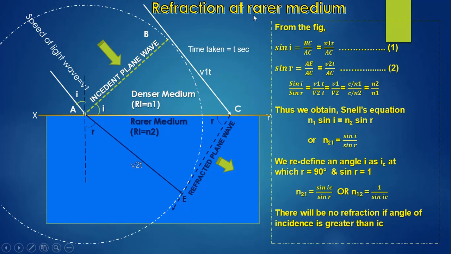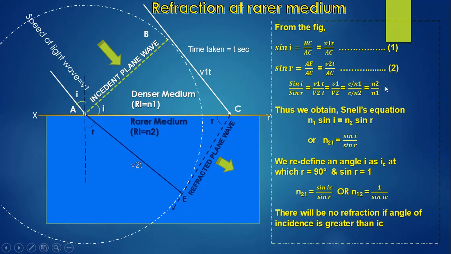For the refraction at rarer medium, you have to draw the complete diagram with proper labeling, and then write the values of sin I and sin R, and mark them as equations 1 and 2. Then you take the ratio sin I by sin R. You can directly write sin I upon sin R as v1 by v2, but you have to write the values of v1 and v2 as c by n1 and c by n2, then the equation turns into sin I by sin R equal to n2 upon n1.